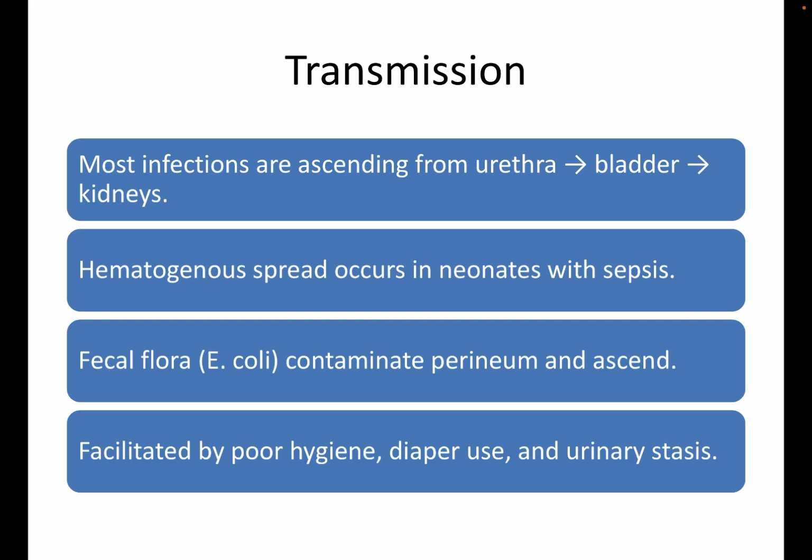So what is the mode of transmission? Most infections are ascending from urethra to bladder to kidneys. Hematogenous spread occurs in neonates with sepsis. Fecal flora contaminate the perineum and ascend. Usually E. coli will be the suspect. It is facilitated by poor hygiene, diaper use and urinary stasis.